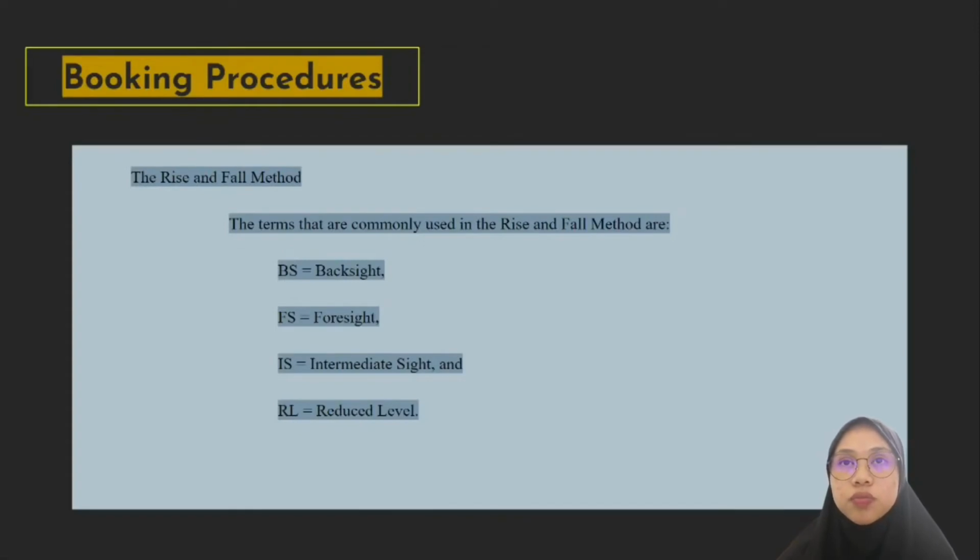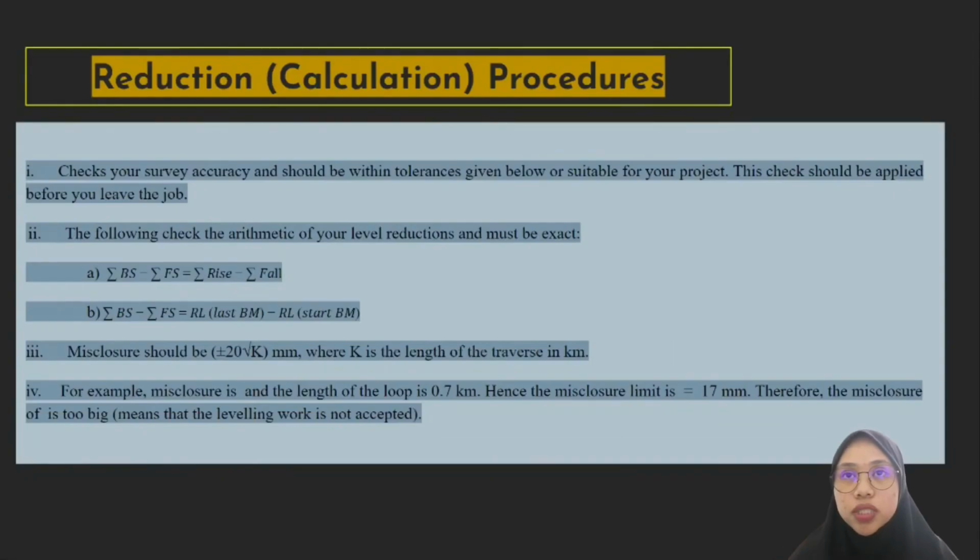Second, we need to do the booking procedure. For booking procedure, we use the rise and fall method. The terms that are commonly used in the rise and fall method are BS equal to backsight, FS is equal to foresight, IS is intermediate sight, and RL is reduced level. Third, we need to do the reduction, which is the calculation procedure.